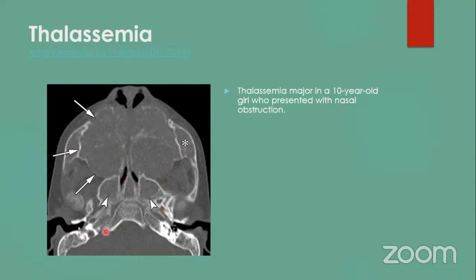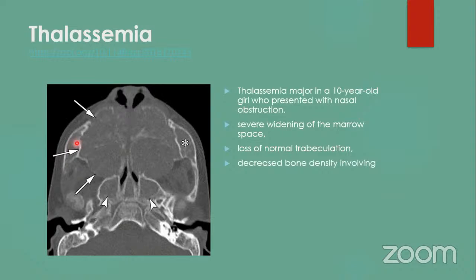axial view. At the level of the nose, you can see the nasal cavities. So this was thalassemia major in a 10-year-old girl, and she presented with nasal obstruction. What we see is severe widening of the marrow spaces. The marrow spaces are quite widened. There is loss of normal trabeculation, so we have decreased bone density.